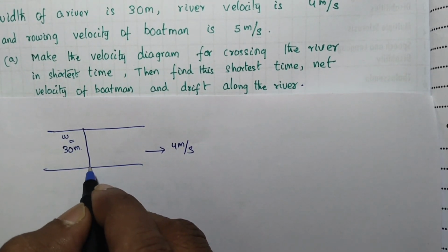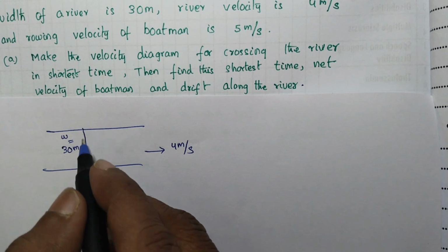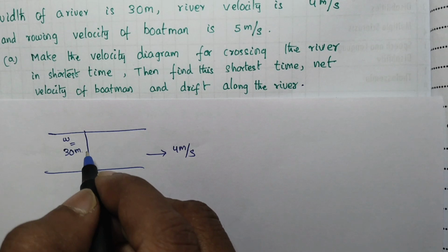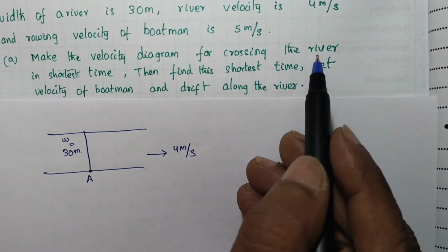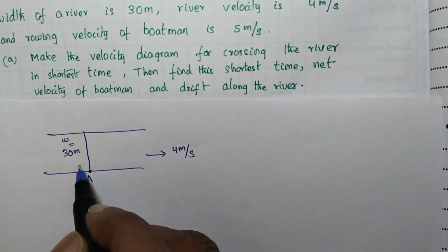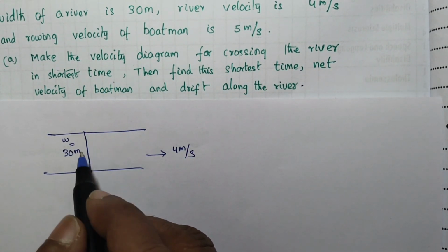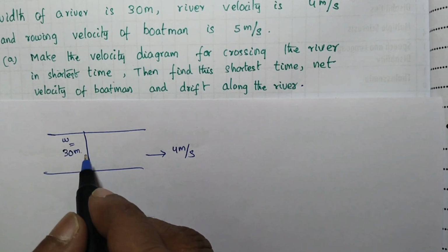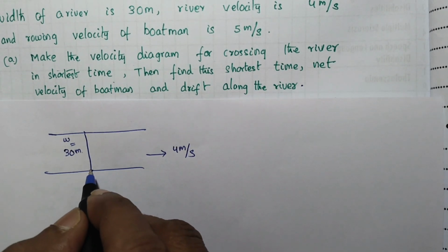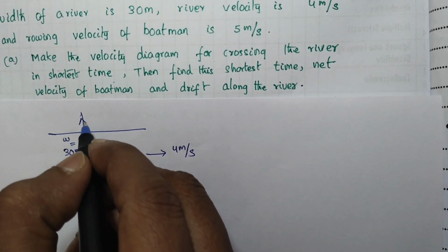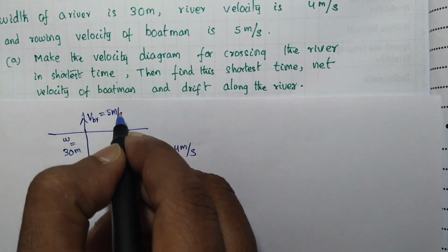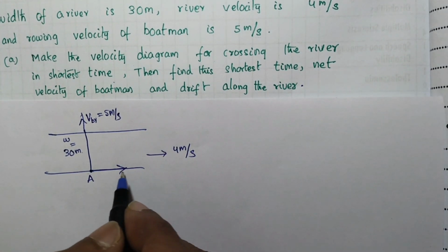And here let it start from here, pointed in this direction, perpendicular. Why is it perpendicular? To cross the river in the shortest time, within the shortest time to cross this river, he must be rowing perpendicular to the bank of the river from here. So VBR in this direction, VBR is equal to how much? 5 meters per second. So the river is in this direction.